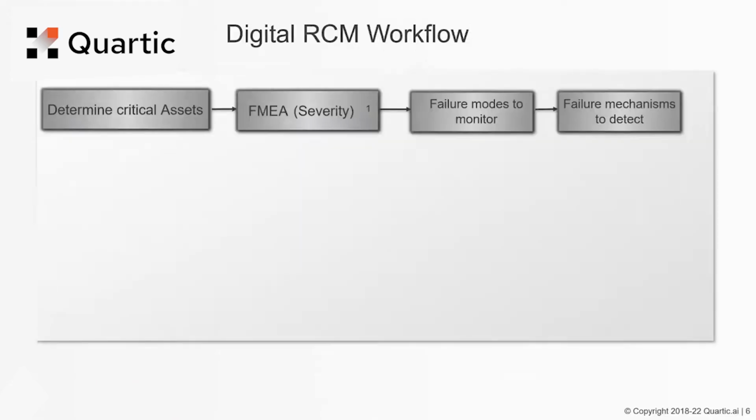In terms of a workflow, first we need to identify which assets are my critical ones that I need to be monitoring, and perform a failure modes and effects analysis, or FMEA, on those assets to determine the failure modes and the severities of those failure modes. Based on that, I'll choose which failure modes we want to or need to monitor, and how we're going to detect them within our reliability application.